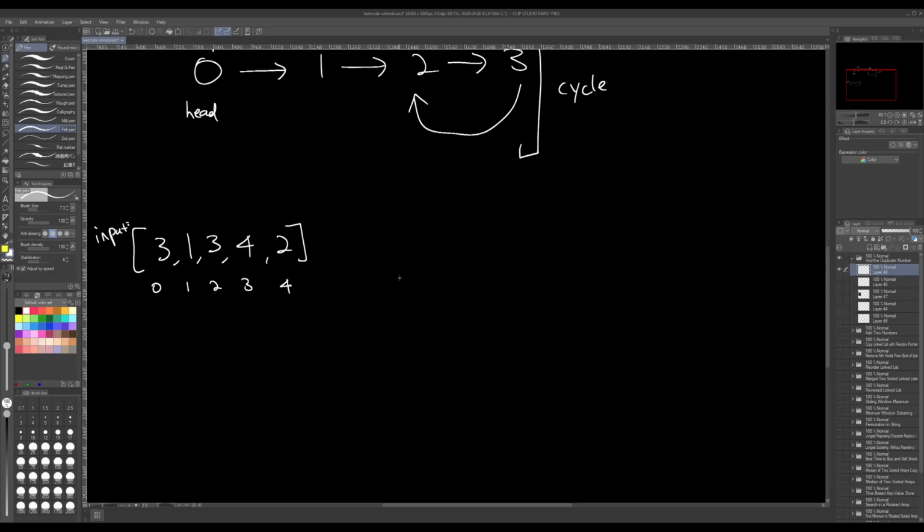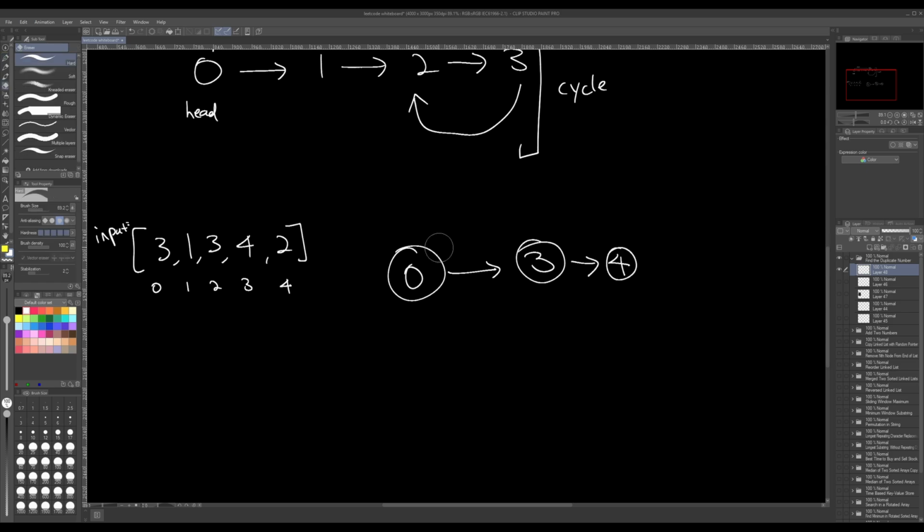And for each node, the value of the node is going to be the number here in the index. So we have the number 0, and then the array element here is going to be the next. What is this node pointing to? So in this case, our number 0 is pointing to the node for 3, which is this thing here. And the node 3 is pointing to the node 4. Let me make this smaller.